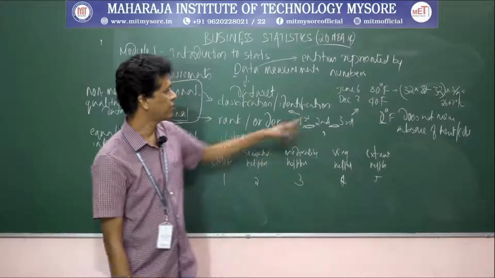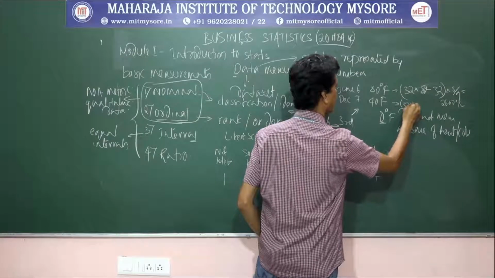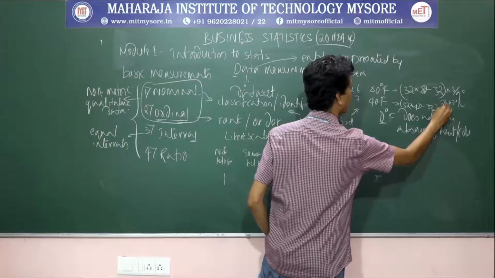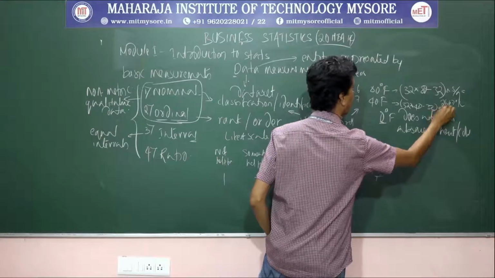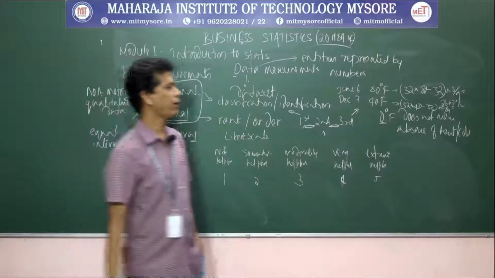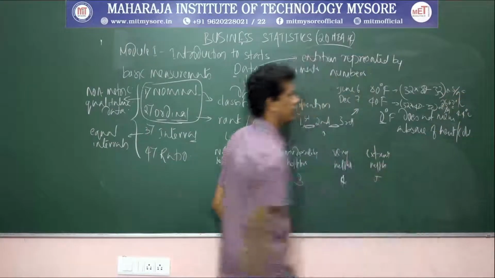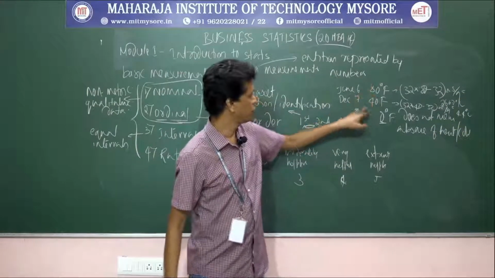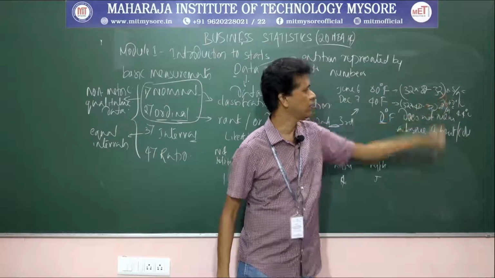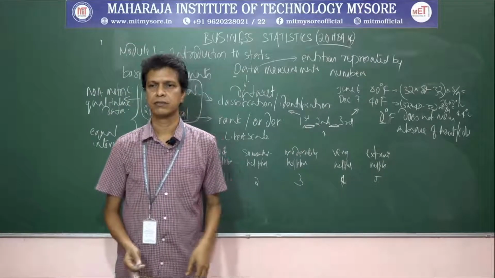Let us see what happens in December. This is for 40 degrees Fahrenheit: (40 minus 32) into 5 by 9. How much? It is 4.4 degrees centigrade. Now, looking at this, can you tell me whether 26.67 degrees Celsius is twice or thrice 4.4 degrees Celsius?